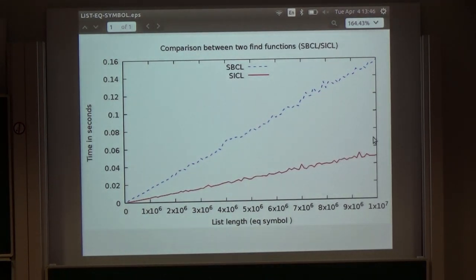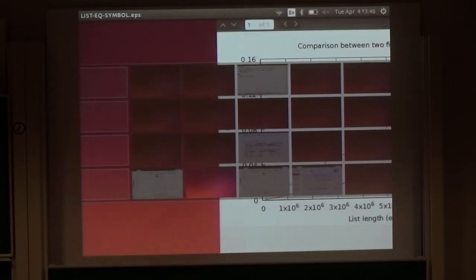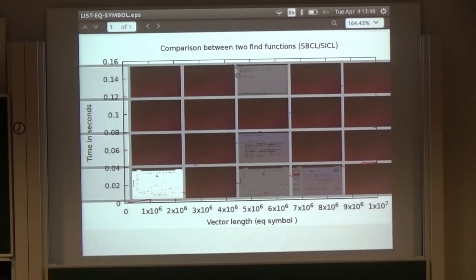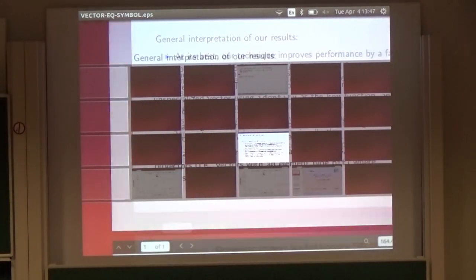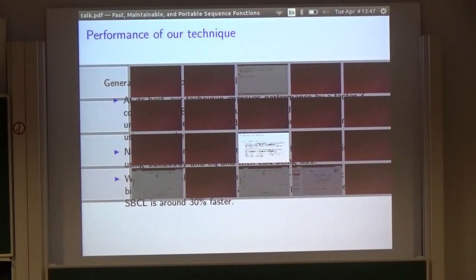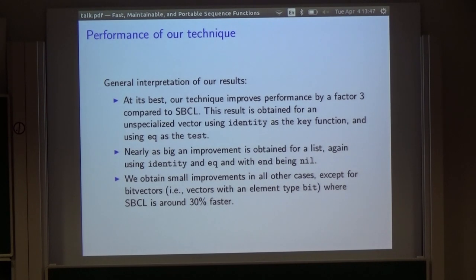This is the result for a list, and we went up to 10 million elements, and it's EQ for the test function. Here's the result for the vectors, also with EQ. So it looks kind of impressive, at least like that. So all the other cases, roughly 30% faster than SBCL.